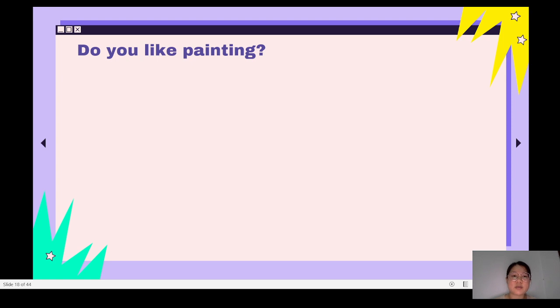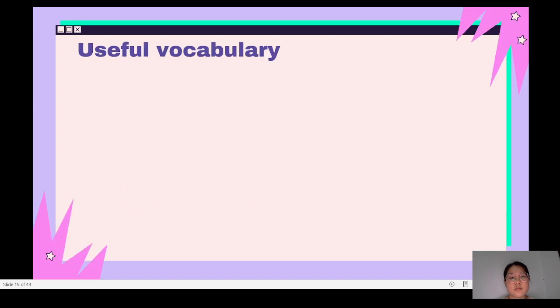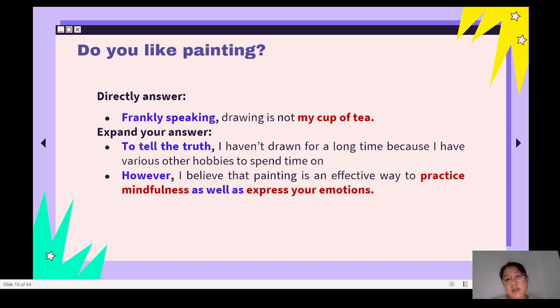Alright, time is out. And please don't worry if you can't think of your idea, because you can take my example for your preferences. Here you can see my answer here. Oh, sorry. Frankly speaking, drawing is not my cup of tea. To tell the truth, I haven't drawn for a long time because I have various other hobbies to spend time on. However, I believe that painting is an effective way to practice mindfulness as well as express your emotions.